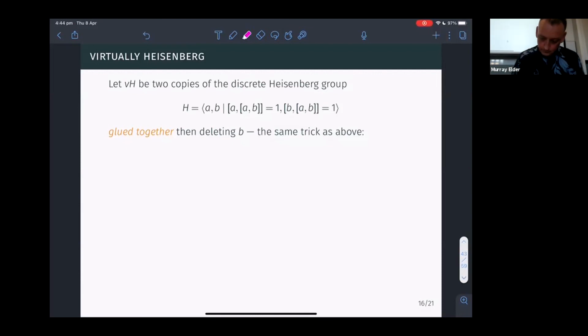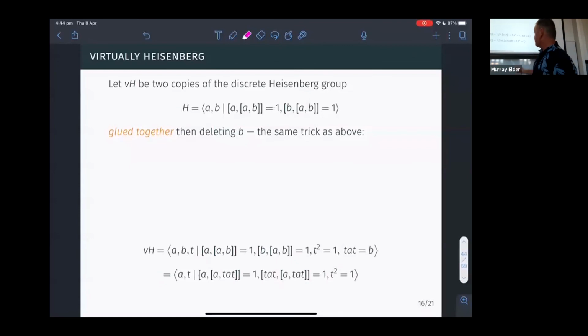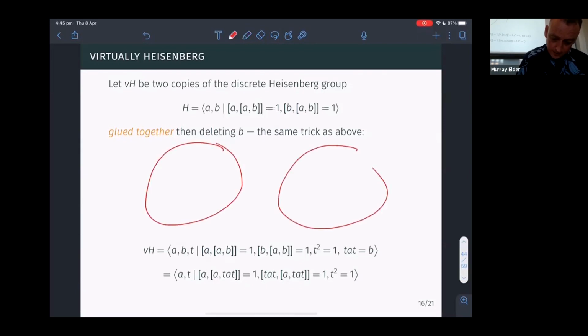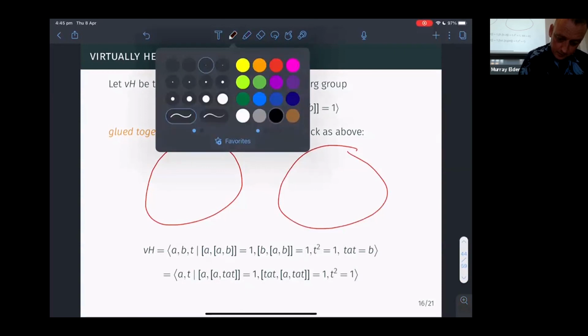So let me draw some presentations down the bottom. I'm adding a t squared. I'm really not a very creative person. And I'm replacing A in one copy of the Heisenberg group, turning it into B in another copy of the Heisenberg group. So let me draw a schematic. So here's one copy of Heisenberg. Here's another copy of Heisenberg. T was black before.